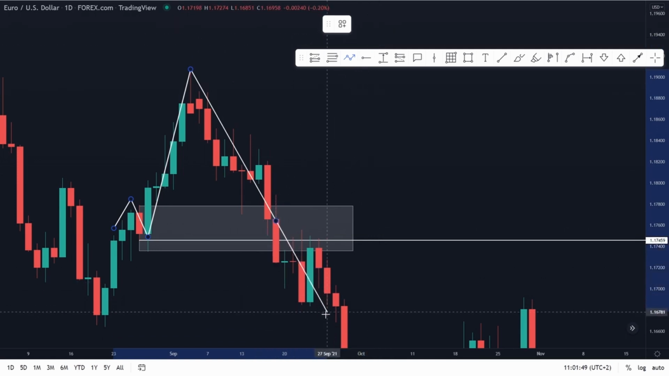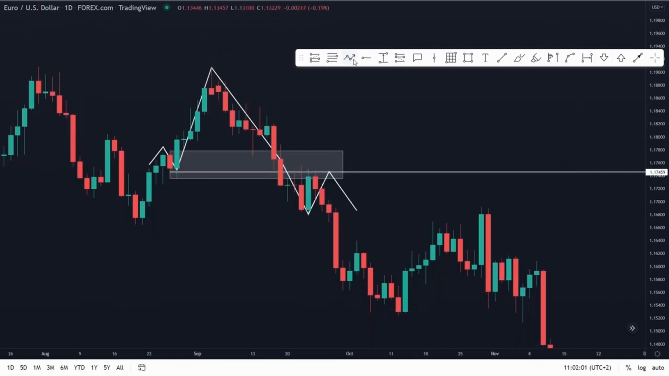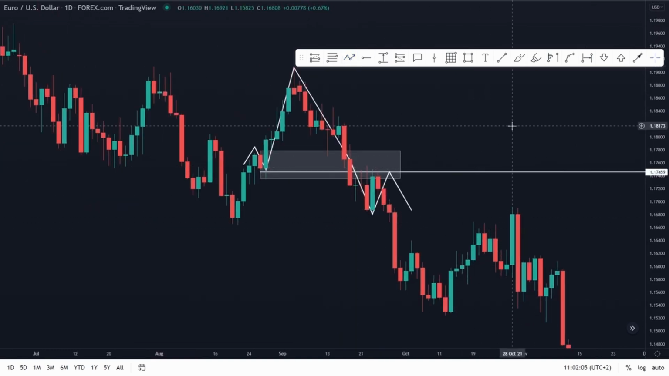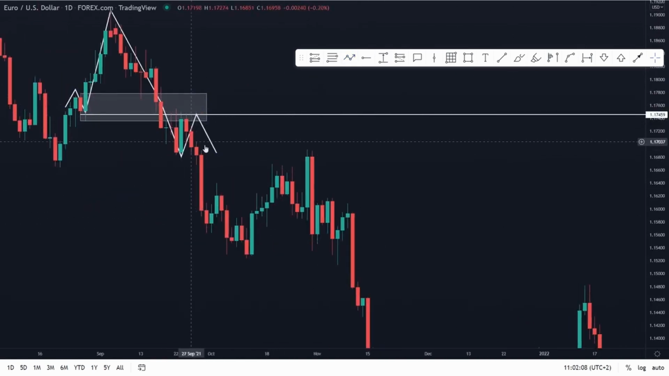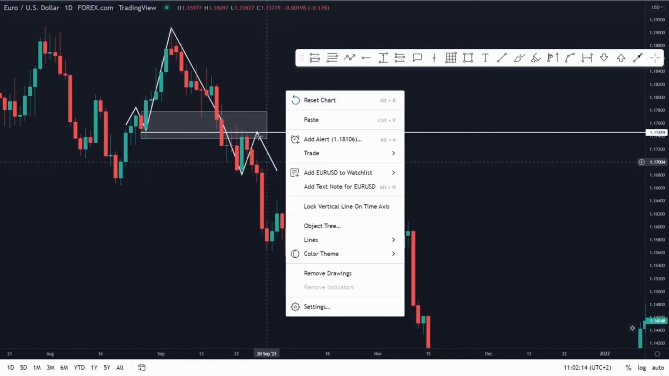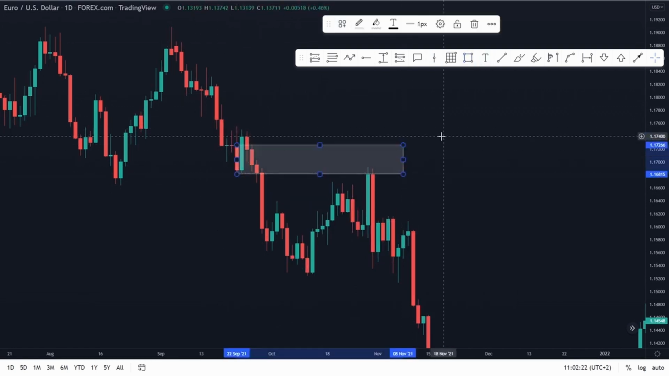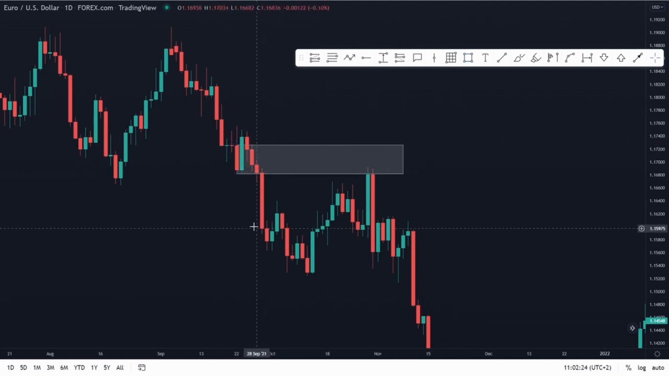So the market pushed lower, respected this zone, and then we can see that the market went lower from here after respecting this zone over here. Same thing that happened over here. As you can see, we have our zone over here. It's the same example that I showed you before.